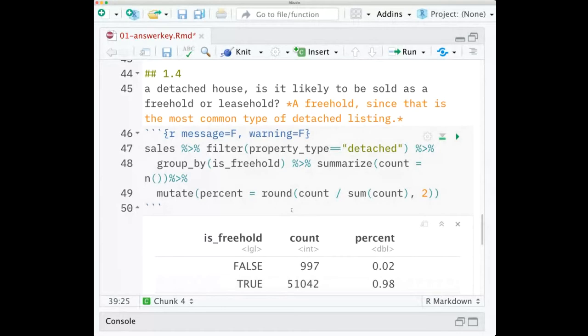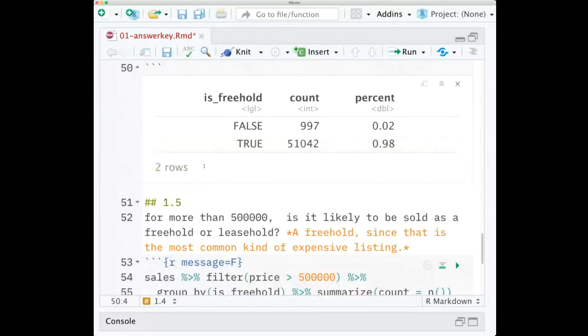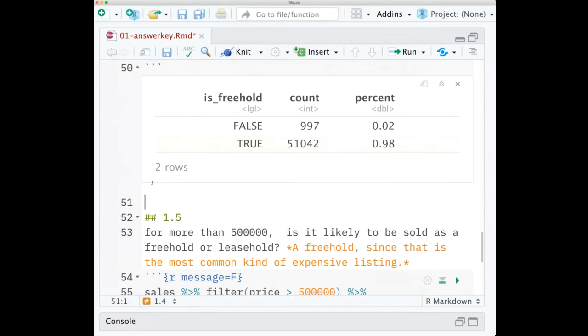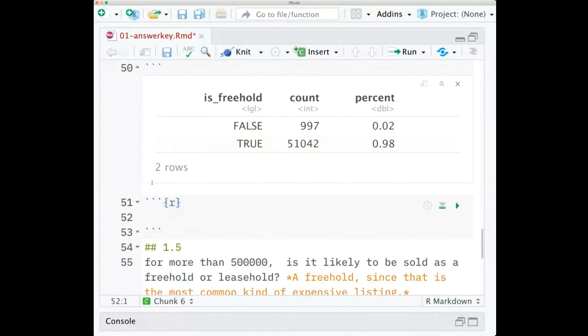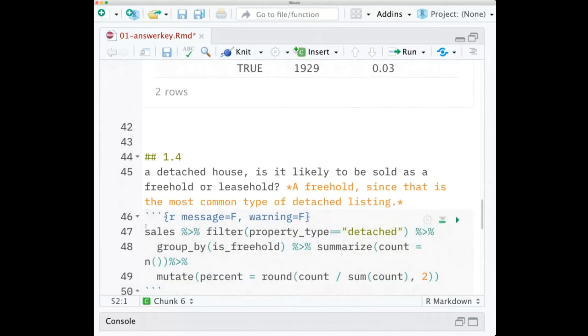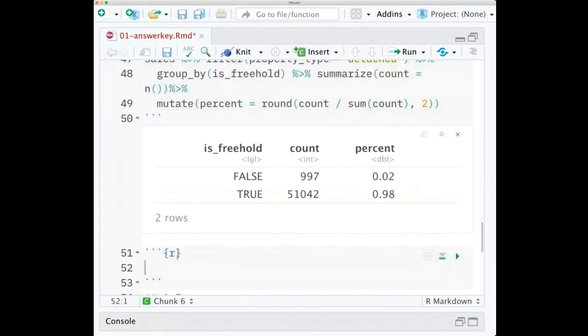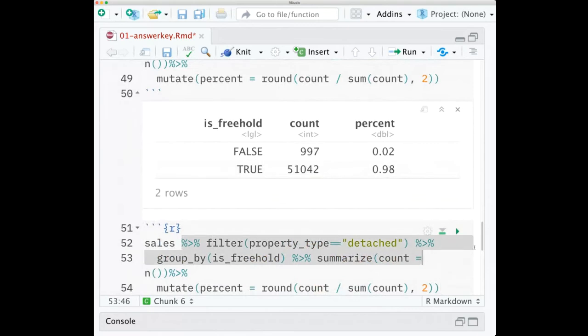Now, the enterprising among you might have realized, okay, if I'm doing it for those, why not just do it for everybody? And that would look something like this, where I do a double group by and no filter.